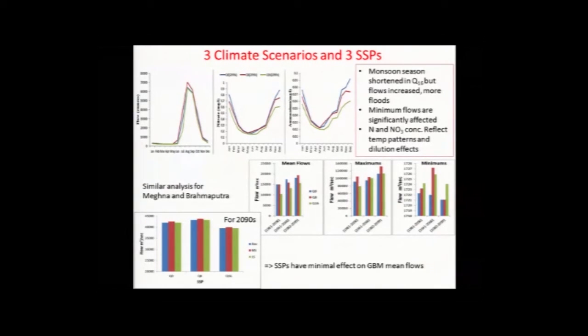One point which came up very strongly is that the monsoon season is being shortened in the Q16 scenario, but then the mean flows are increasing. That basically means that the events of the high floods and the droughts are going to increase very significantly. But the most important effect we should see here is the impact on the minimum flows, and that is what is very crucial to understand, because the minimum flows are the ones which are going to be very severely affected because of these climatic scenarios. Similarly for the SSPs, you don't see a very major change in the GBM mean flows as well.